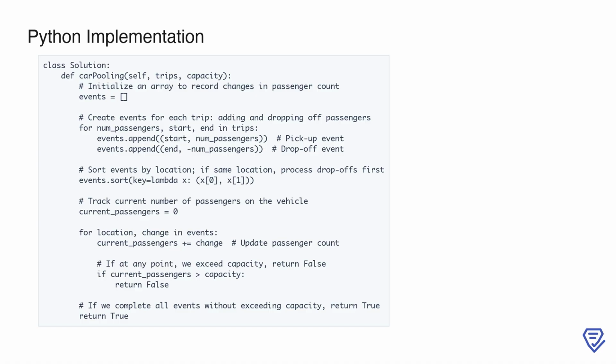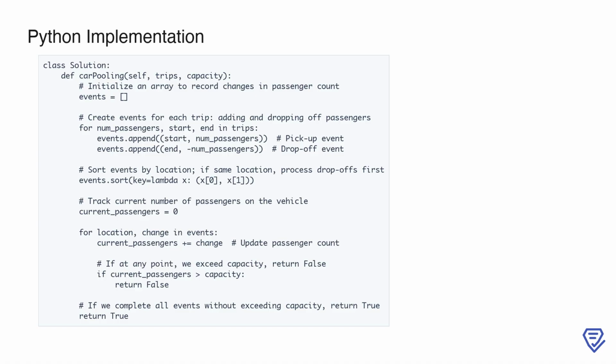Next, we sort the events list by location to process events in the order they occur along the route. If two events occur at the same location, we prioritize drop-off events, negative counts, to ensure passengers are removed before new ones are added. This sorting step ensures the simulation is accurate.